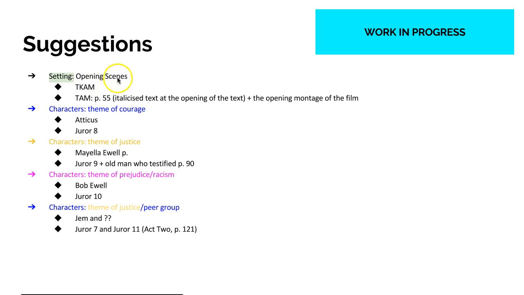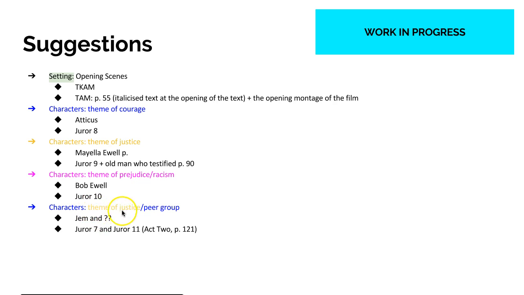You could compare the setting of the opening 2 scenes. You could compare the theme of courage between Atticus and Juror 8. You could compare the theme of justice between Mayella Ewell and the old man who testifies, both of whom are kind of seeking attention and seeking to be seen as important. You've got Bob Ewell and Juror 10, who are both racist.